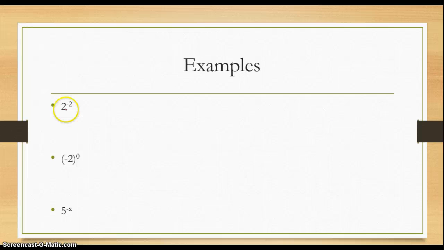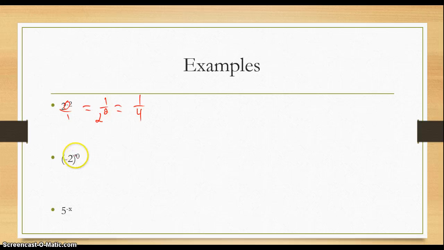So examples. 2 to the negative second. Well, we have a negative exponent here, so we're going to take the reciprocal of that. So 1 over 2 to the second to make that a positive power. 2 to the second is 4, so 1/4.